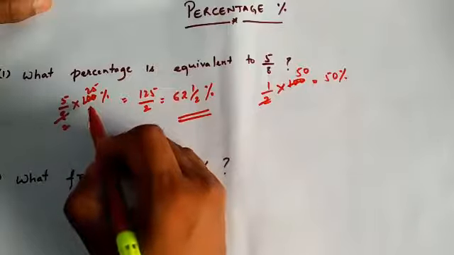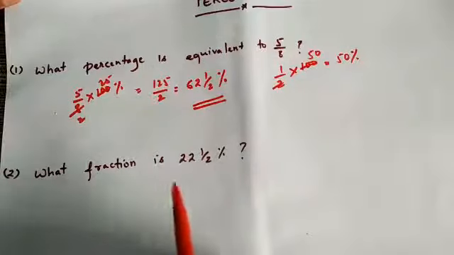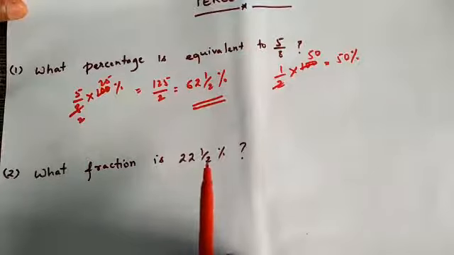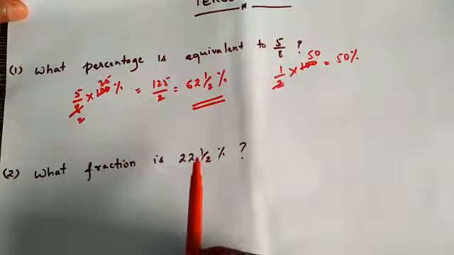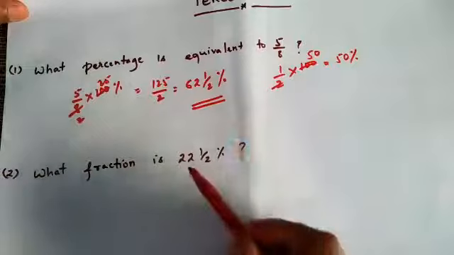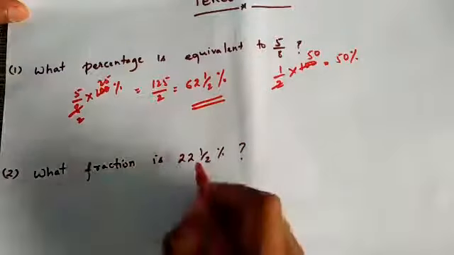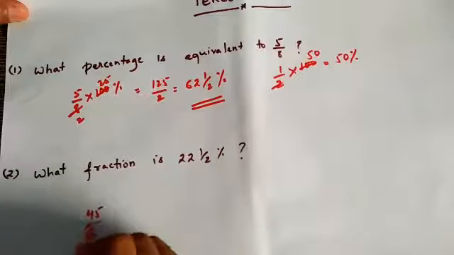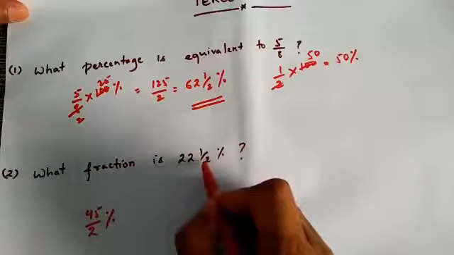Similarly, in question number 2, what fraction is 22.5%? Now you have to convert percentage into fraction. Previously you converted fraction into percentage, but this time you have to convert percentage into fraction. So 22.5% means 22 and a half, and that is 45 by 2. I think you all know these things. You multiply 22 into 2, which is 44, plus 1, that is 45.